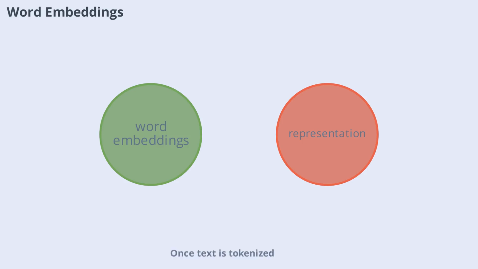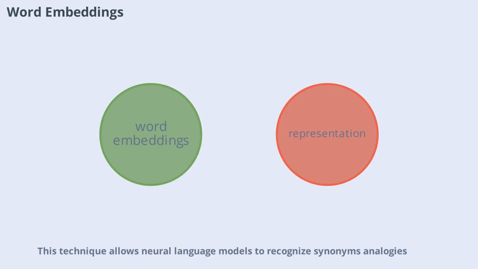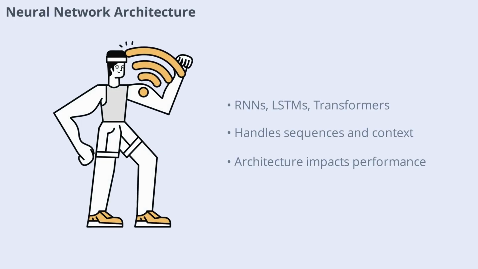Once text is tokenized, the next step is to convert these tokens into word embeddings. Word embeddings are numerical representations of words that capture their meanings and relationships. By placing similar words close together in a mathematical space, embeddings help the model understand context and semantics. This technique allows neural language models to recognize synonyms, analogies, and subtle differences in meaning, making their predictions more accurate and natural.